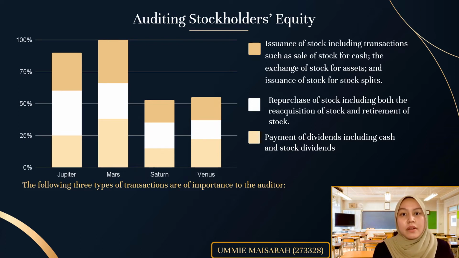For example, one of these is about getting cash based on selling of stock, meanwhile for assets it is about exchanging of stock and stock split by issuing of shares. Next, it is about transaction of stock buyback, which will include retired shares and repurchase of shares. The last transaction is about the distribution of dividend, which can be categorized into both cash and stock dividends.